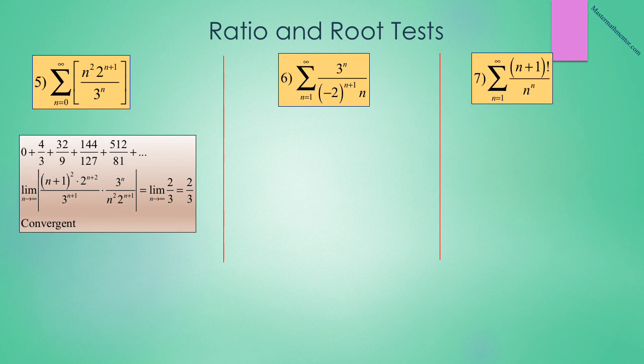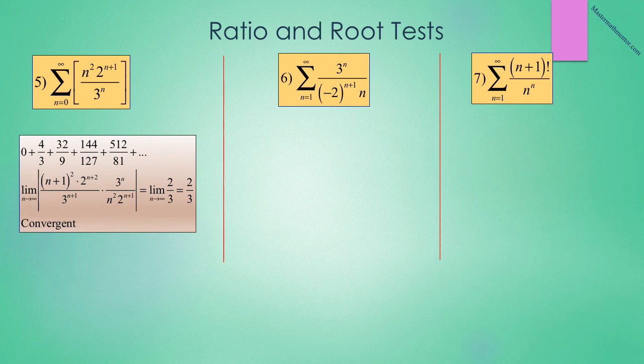It appears that this will fail the nth term test. After all, there is a higher power of 2 than 3, and there's also an n squared upstairs. So it appears that the numerator will get bigger much faster than the denominator. But let's check that out with the ratio test.